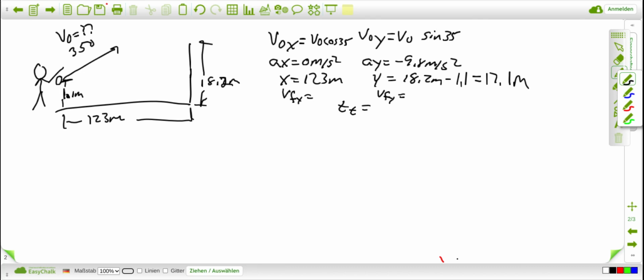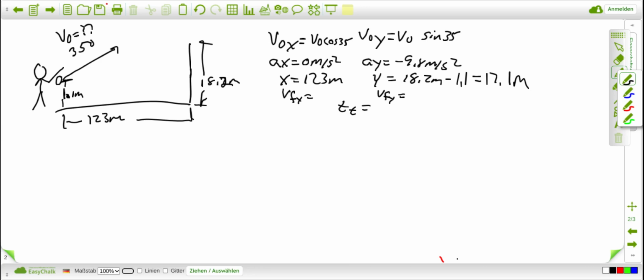You only have two pieces of data for x: 0 and 123 meters, 0 meters per second squared, 123 meters. You only have two pieces of information for the y, which are negative 9.8 meters per second squared and 17.1 meters. And so you have to solve this simultaneously because v initial and time are both not known.